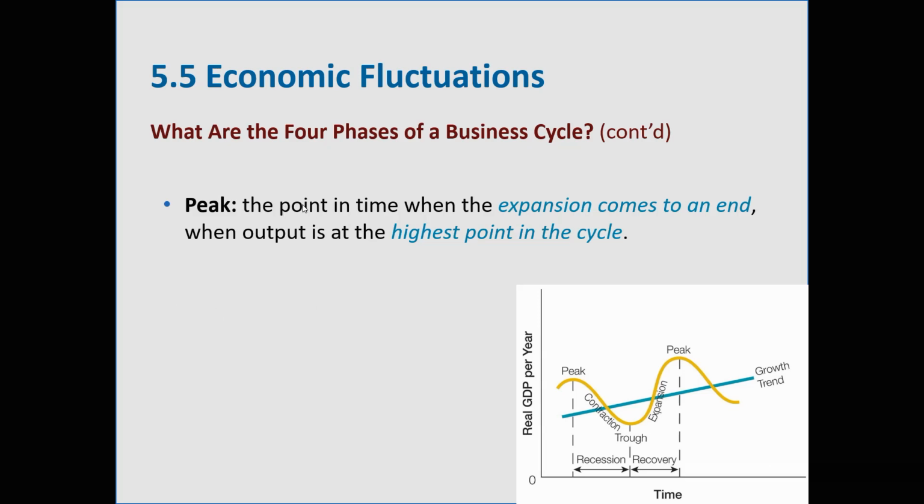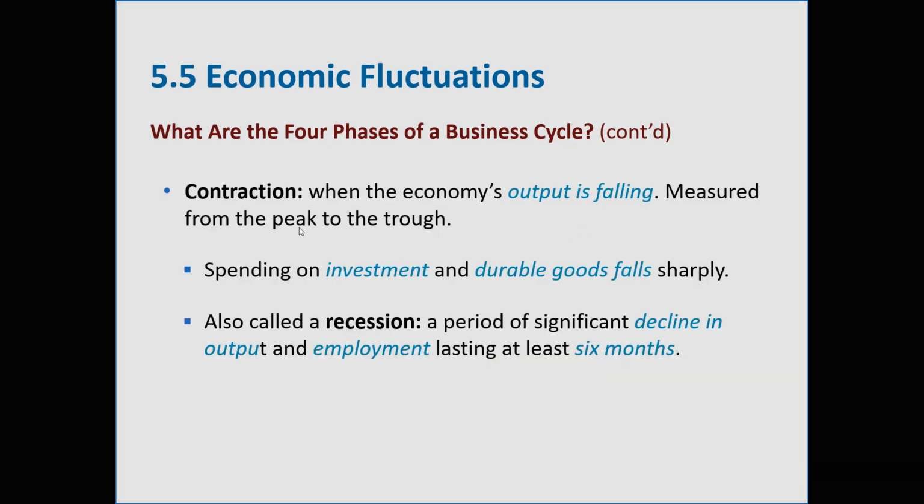So the peak, we are simply talking of the point in time when the expansion comes to an end, and it's the highest point in the cycle, while the trough is the lowest point in the cycle. So contraction is simply when the economy's output is falling. And of course, it's characterized by spending on investment and durable goods falling sharply.